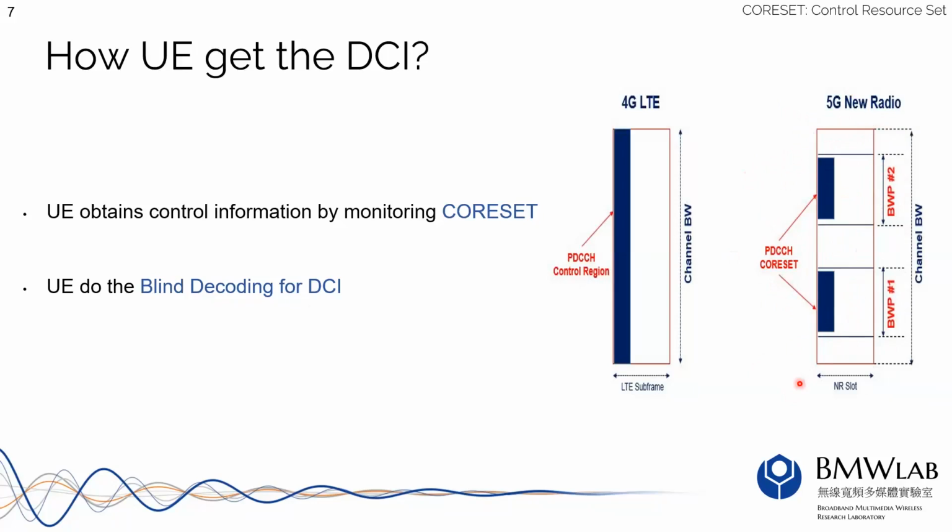And in this figure, we find another thing about 4G. In 4G, because it doesn't have the bandwidth part feature, it can only monitor the whole channel bandwidth to find the DCI. In 5G, it only needs to search the DCI in a certain bandwidth part. And that's why there is a new terminology called CORESET.